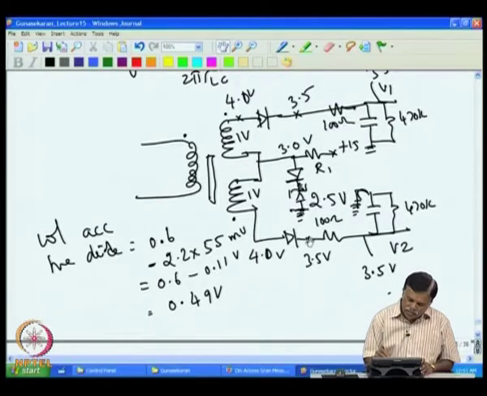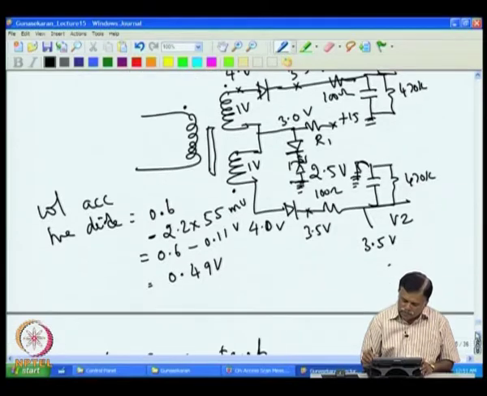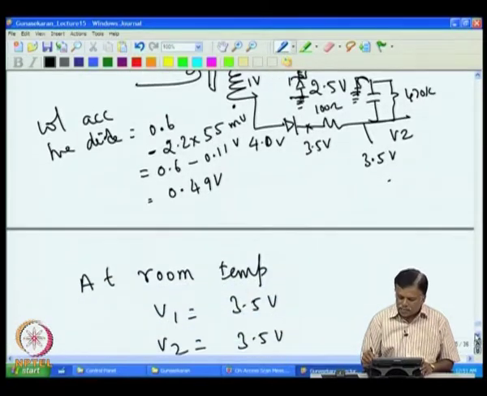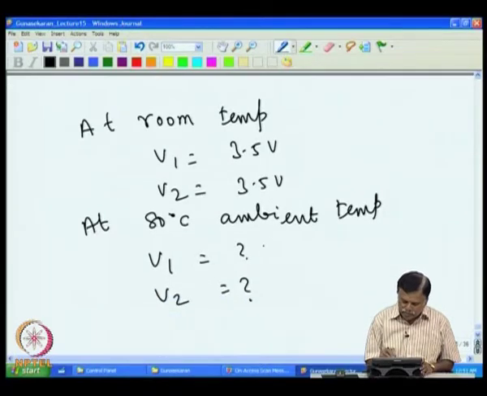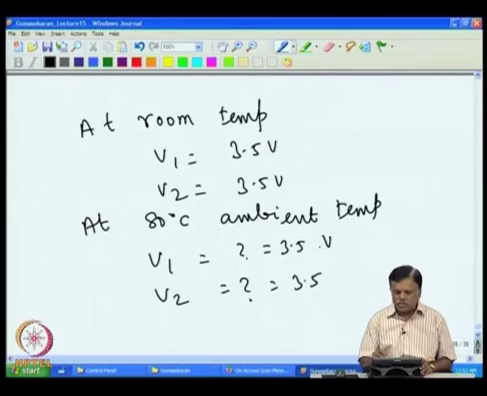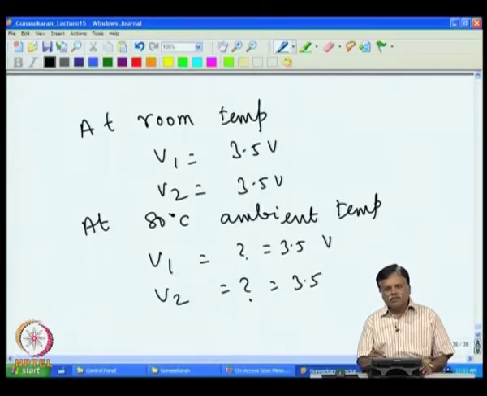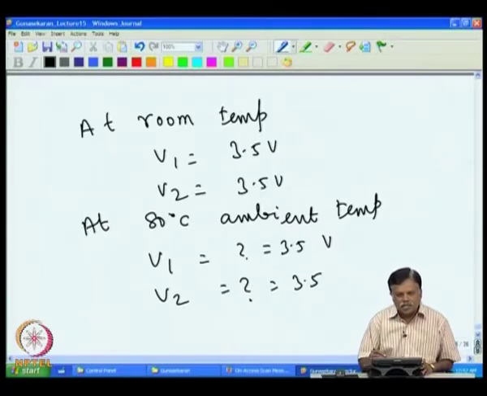Net result is the voltage at this point remains constant as long as this voltage and this voltage are constant. So, you will get here 3.5 volt, here also 3.5 volt, even at 70 or at any other temperature; the voltage will be 3.5 only. So, this will be again 3.5, this will be again 3.5 volt. At any other temperature also it will be the same, that means V1, V2 will not change with the temperature.